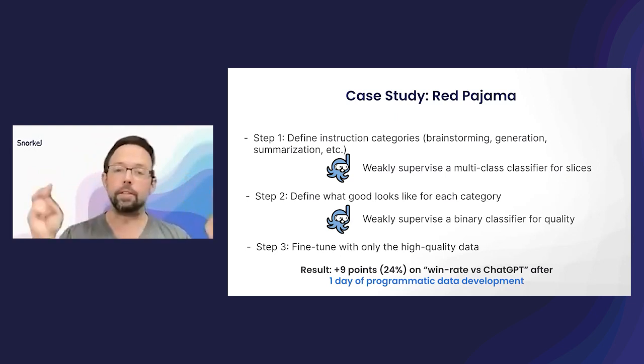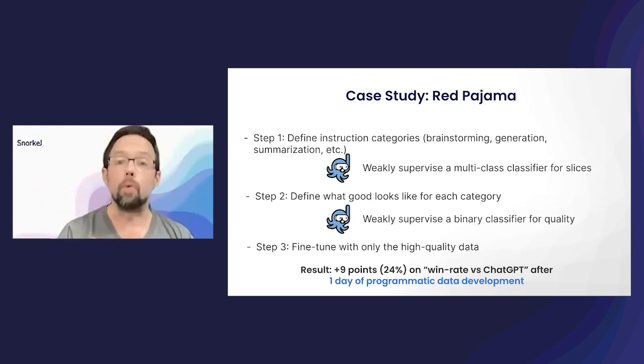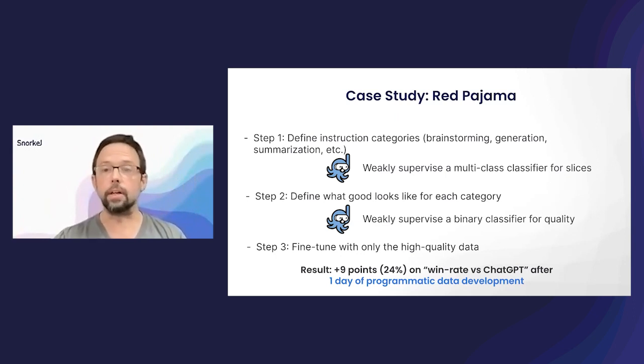So the idea is you write these programmatic labels, and I'll show examples of those in a few slides, rather than individually labeling each instruction as to what kind of class it was. And I'll go into the kinds of categories we use in a few slides as well. So model 1 was instruction categories. Model 2, define what good looks like for each category. So this kind of quality model.